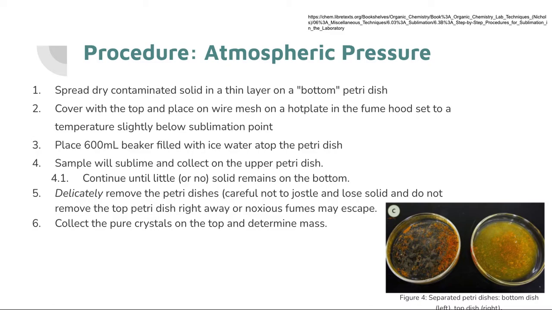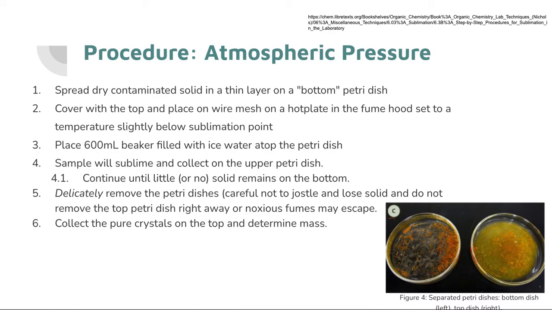Next, a 600 milliliter beaker filled with ice water should be placed on top, and after that, the sample will start to sublime and collect on the upper Petri dish. Monitor the sublimation as compounds may char during this process. So if it starts to blacken, turn down the heat so this doesn't continue. Go ahead and continue the sublimation until it appears as if little or no solid remains on the bottom. Note that it is common for crystals to also grow on the sides of the bottom dish. Continue until nothing remains on the bottom.